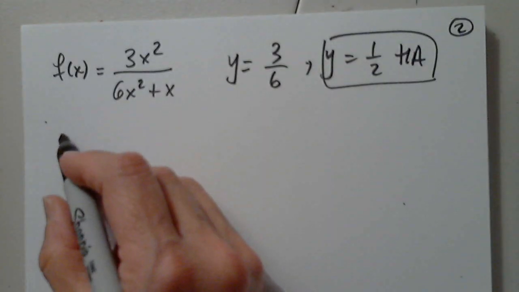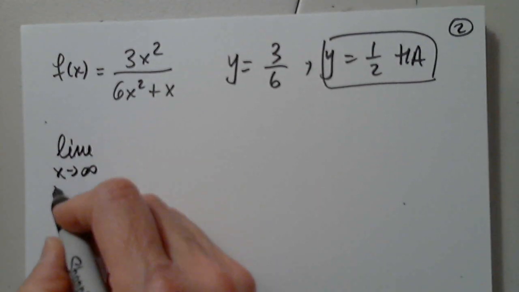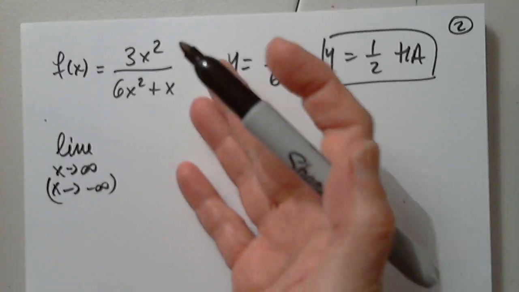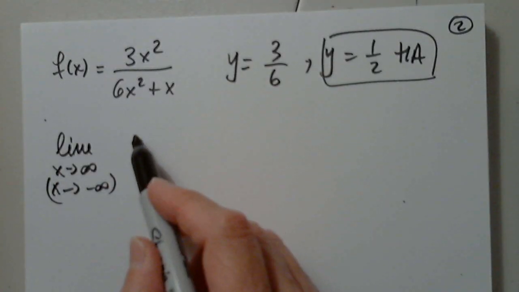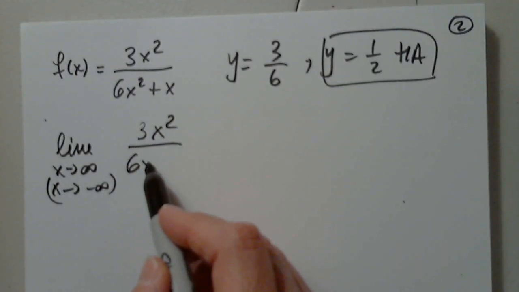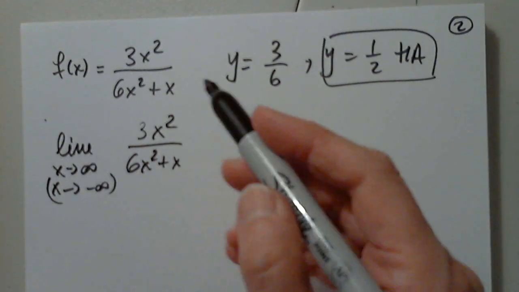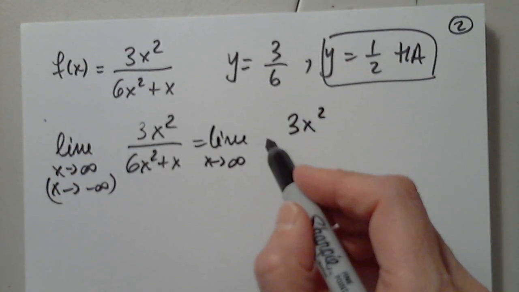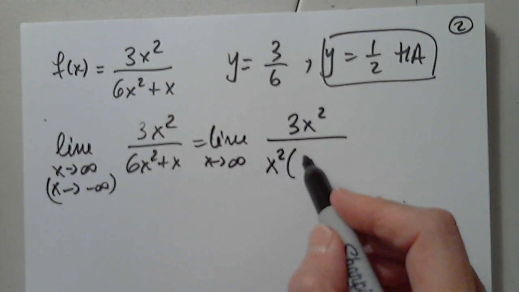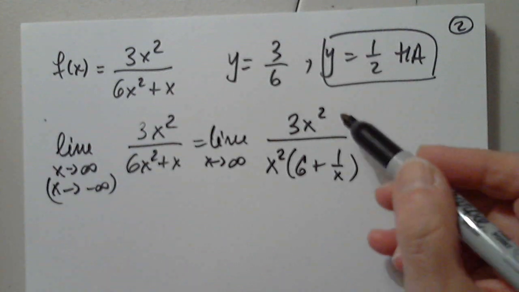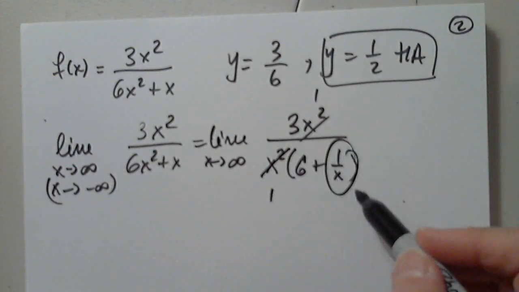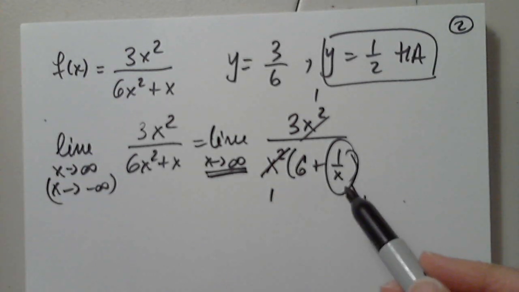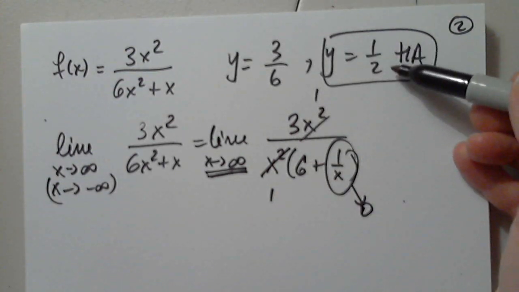So you have to determine the limit as x approaches infinity, and negative infinity will make no difference, for such a function, 3x squared over 6x squared plus x. You have to factor out x squared. So limit as x approaches infinity. We only factor from the denominator, so we have x squared times 6 plus 1 over x. You simplify. This will approach 0, only because x approaches infinity. And you have 3 over 6, or 1/2.